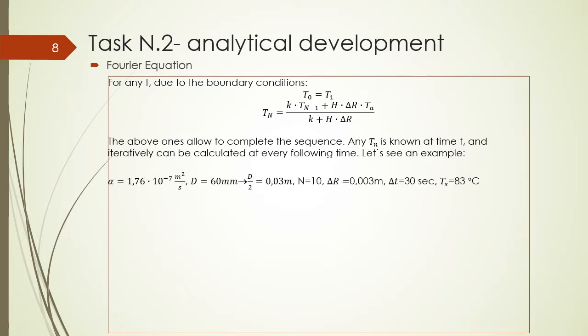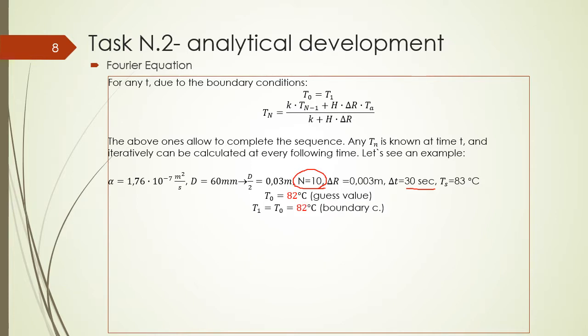Let's see an example, always with the same potato. So the diffusivity is given by this value. The diameter is 16 millimeters, so the radius is half. We decided to have 10 radius steps, and then delta t 30 seconds, and the initial temperature 83 degrees. We need the guess value. Let's assume 82 degrees for the initial temperature at the center of the potato.